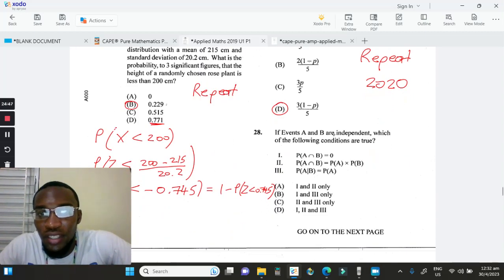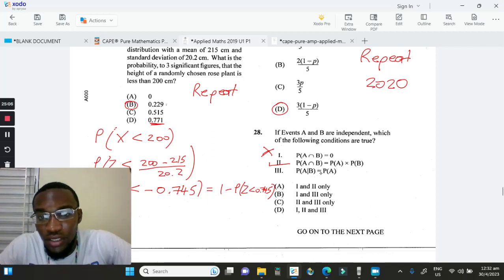Now, events A and B are independent. If they're independent, then we know 2 is true. Which of the following is true? The intersection is not 0. What is that talking about? That's crazy, right?